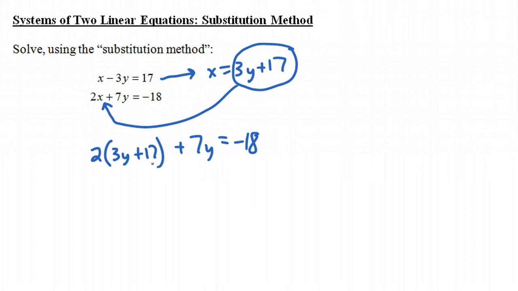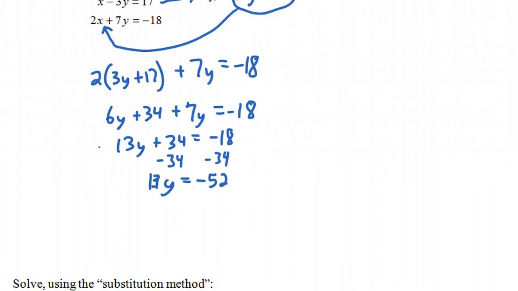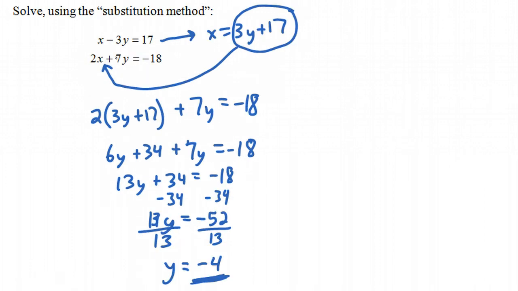So let's do that. We distribute the 2, we get 6y plus 34 plus 7y is equal to negative 18. Combine our y's, we have 13y plus 34 is equal to negative 18. Subtract 34 from both sides. We get 13y is equal to negative 52. Now, we divide both sides by 13. And what we see is that y is equal to negative 52 over 13, which is negative 4. So y equals negative 4. That's the y value for the solution.